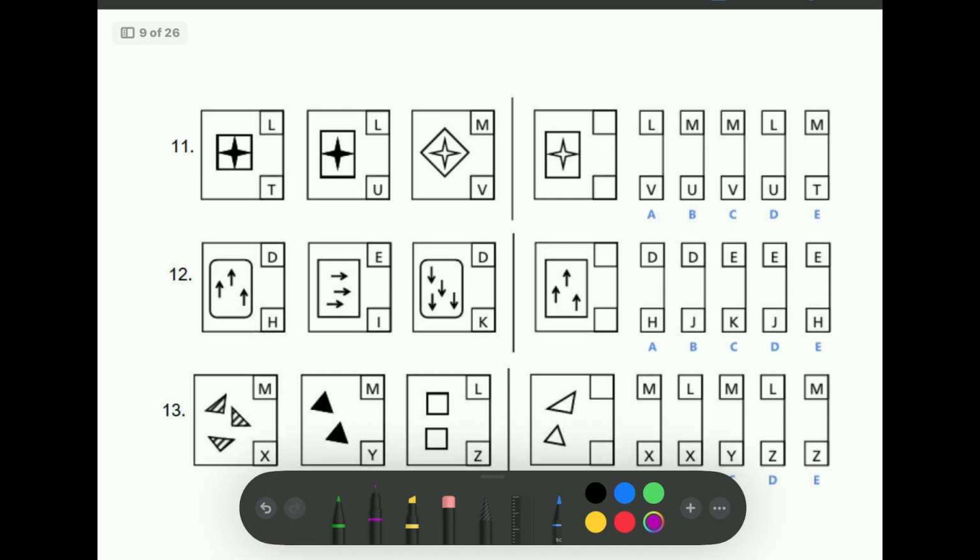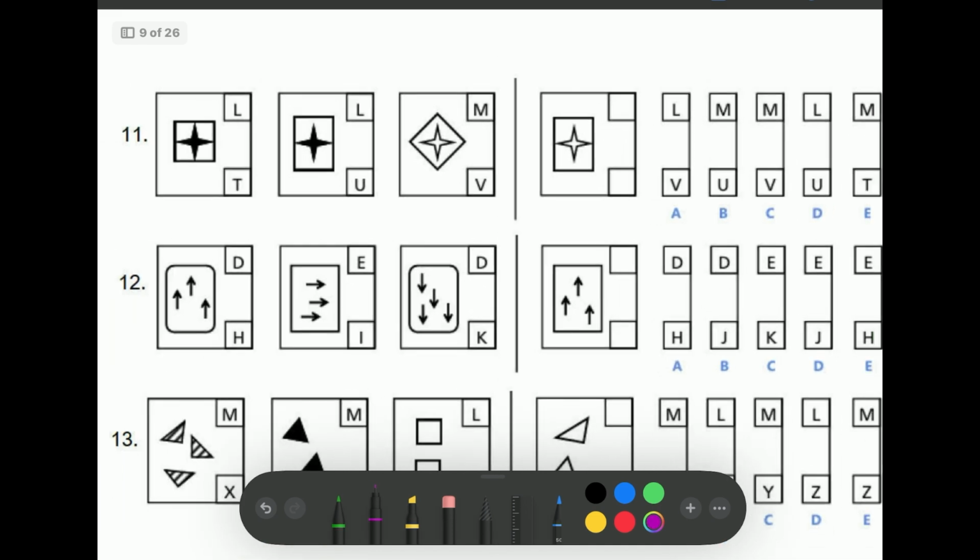More code questions still. So we've got L and L, and that's because they're both black, whereas this one is white, and the test shape is also white, and the first letter here is an M, so it's going to be an M here. So rule out those 3.